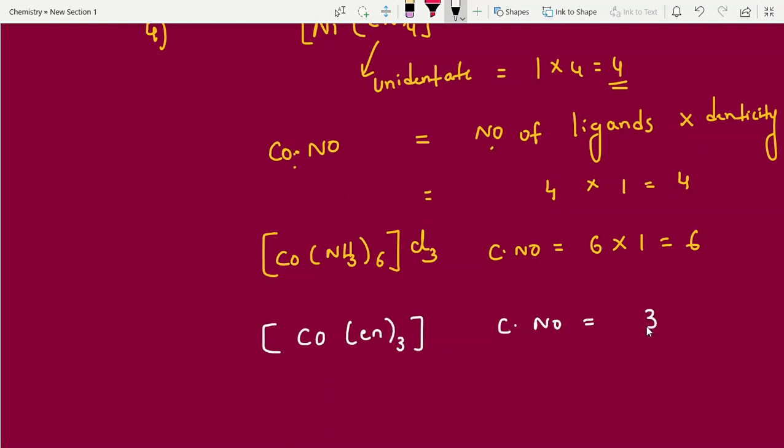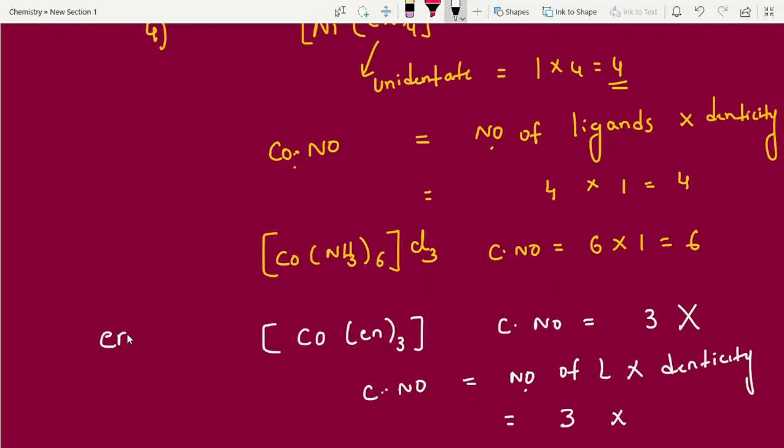Coordination number is 3. Wrong, student. Coordination number is 3, that is wrong. Why wrong? How to calculate coordination number? Coordination number equal to number of ligands into denticity. Denticity you don't forget. Number of ligands 3 only, 3 into denticity. This is a bidentate ligand. En, ethane-1,2-diamine, I have shown like this also. 2 donor sites. 3 into 2, 6.